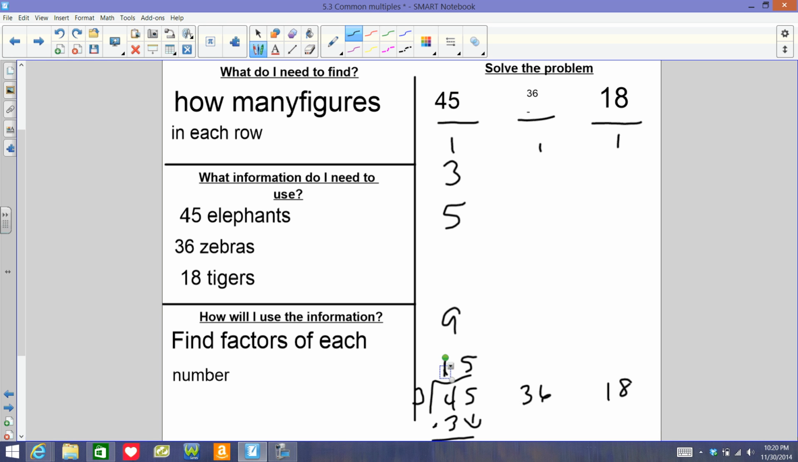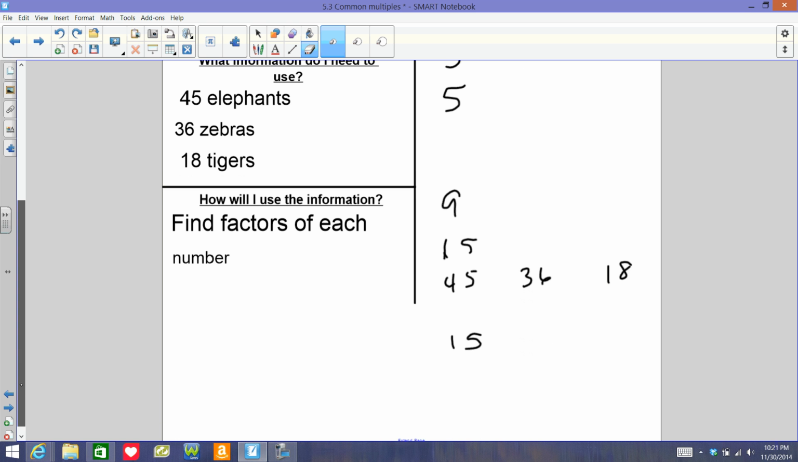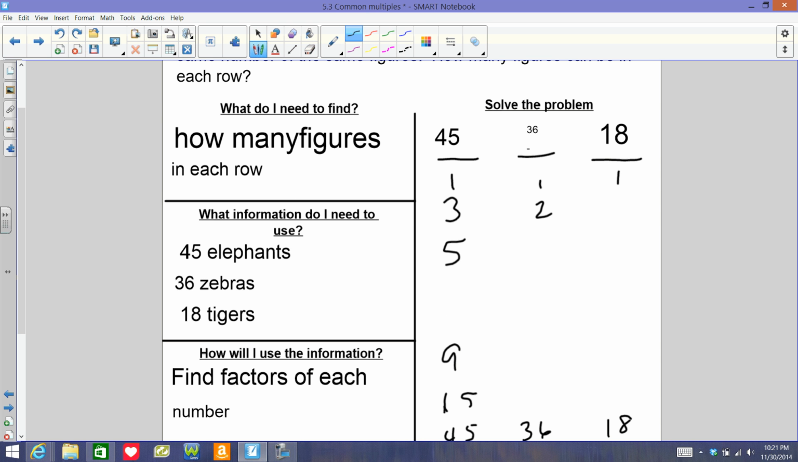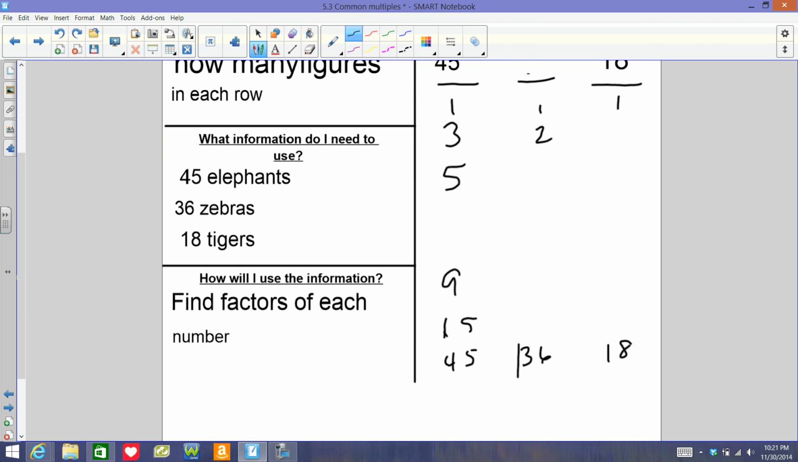Okay, let's go to 36. Let's erase our division problem down here. All right, so 1 and 36. Can 2 go in? Well, it's an even number, so 2 should be able to go into 36. If you don't know offhand, then we'll do our division. 2 can go into 3 one time. 2 times 1 is 2. 3 minus 2 is 1. I'm going to bring the 6 down, so it should be 18. Okay, so 2 times 18 is 36.